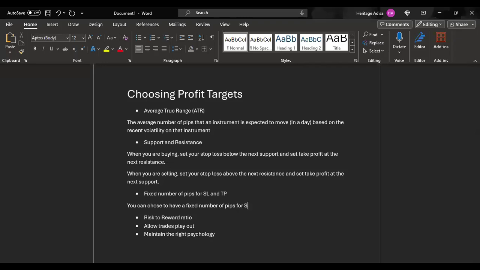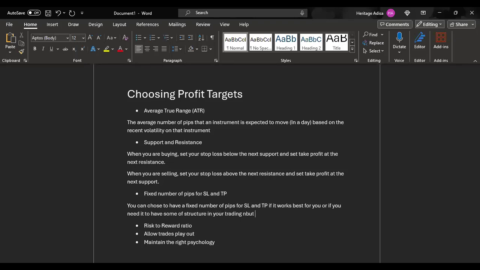Pips for SL and TP, if you need it. So you can choose to have a fixed number of pips for SL and TP if it works best for you, or if you need it for structure, if you need to have some form of structure in your trading.